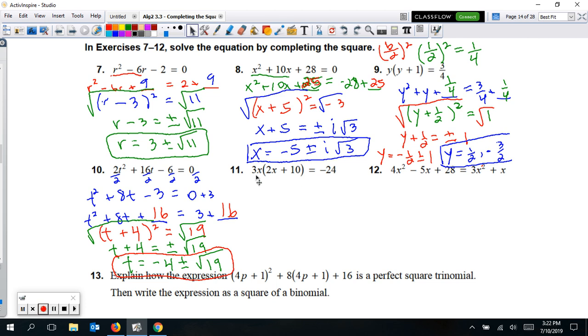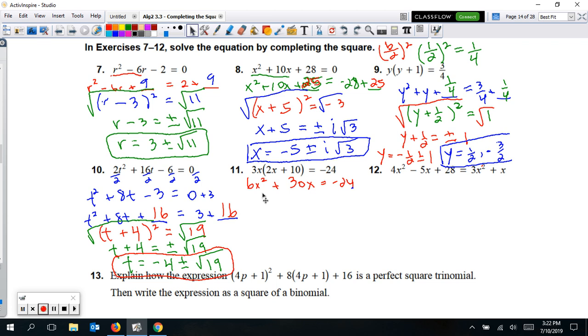Another distributive property to do on number 11. So 3 times 2x first, that's 6x, and that's going to give us 30x here. So we're going to get a 6x plus 30x equal to negative 24. And let's see, okay, if I can get rid of this 6, that'd be good. If I could divide everything by 6. And 6 does go into 30, 6 does go into 24. So I can divide every term here by 6 to simplify this equation first.